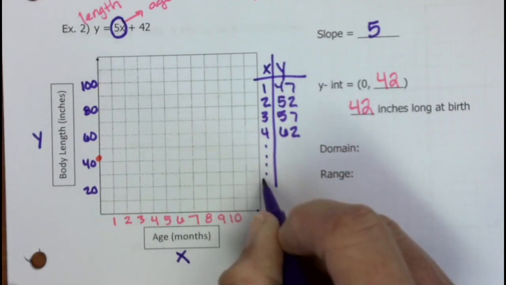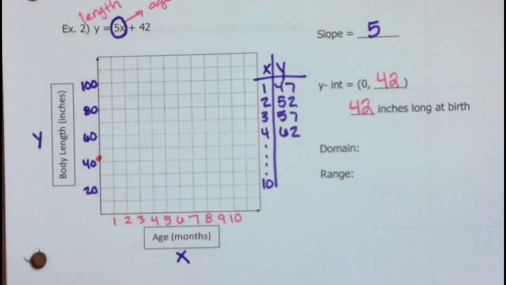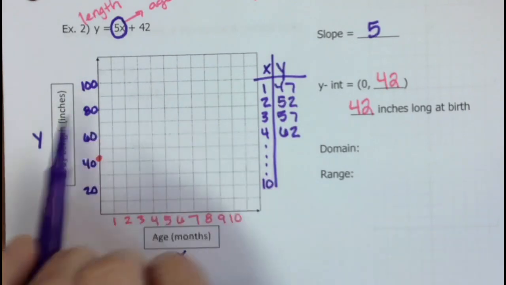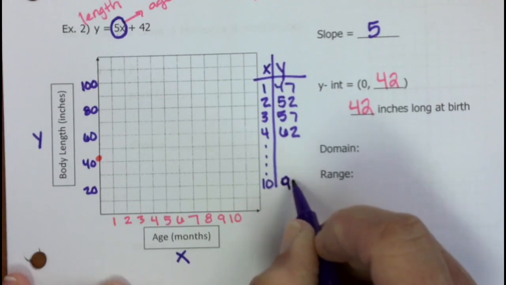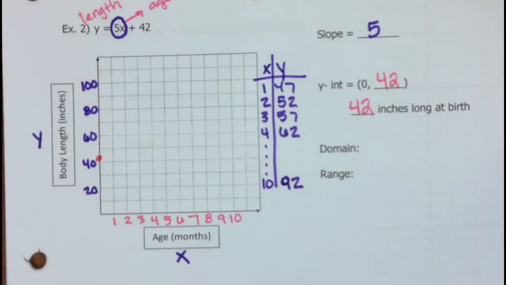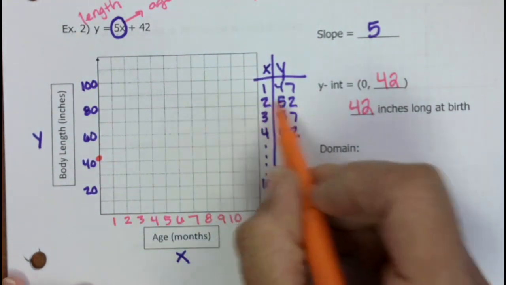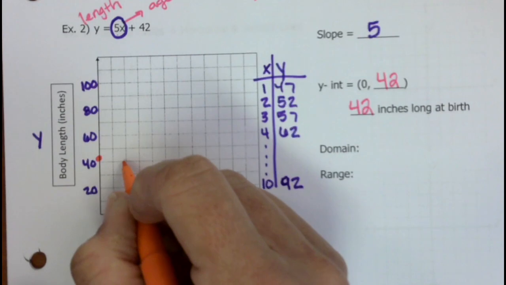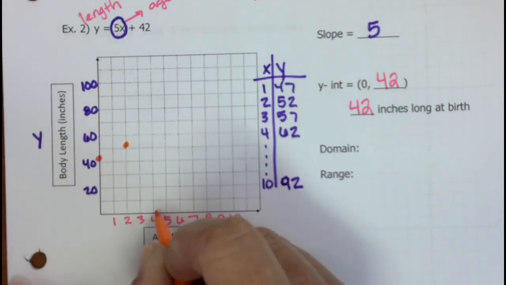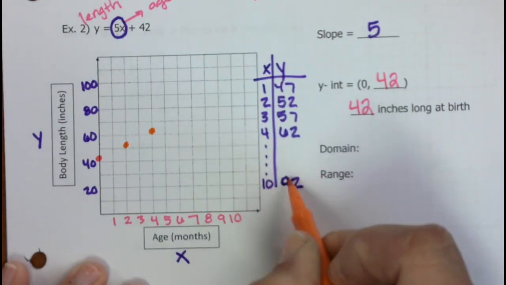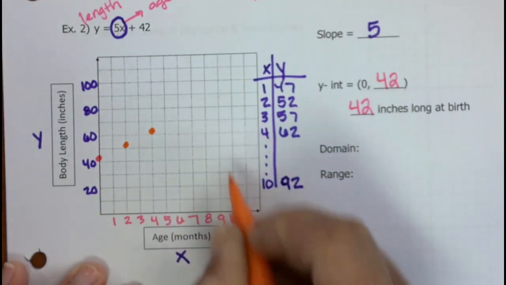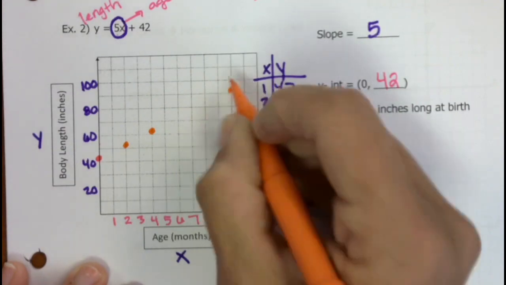And then I'm going to just skip to 10. How much is that going to be? It'd be 5 times 10, which is 50, plus 42. 92. So again, we can just estimate where those would be, and you don't have to plot every single one. Just get a good number on there. So at 2, it was 52, which is somewhere around here. Because we can go up 10 every 2 months, it would be maybe a little bit easier to graph. At 10, we are at 92.